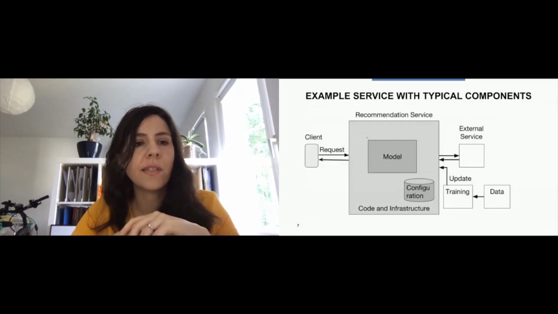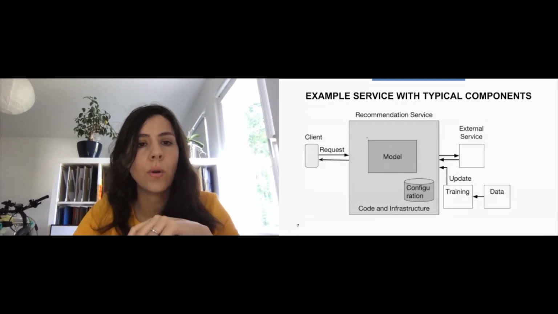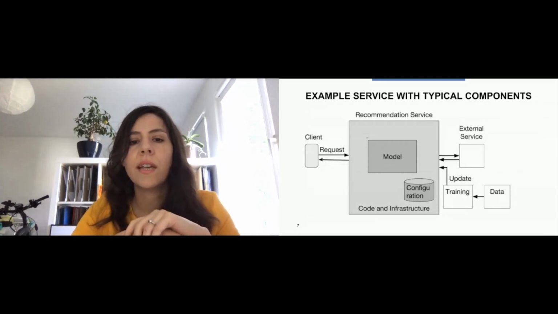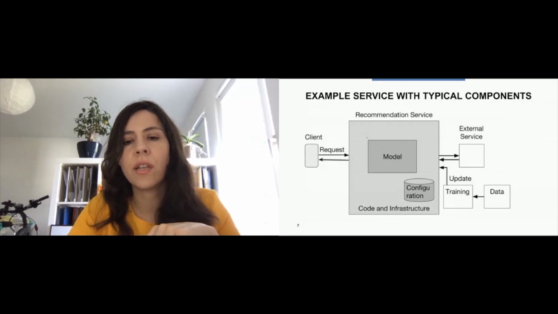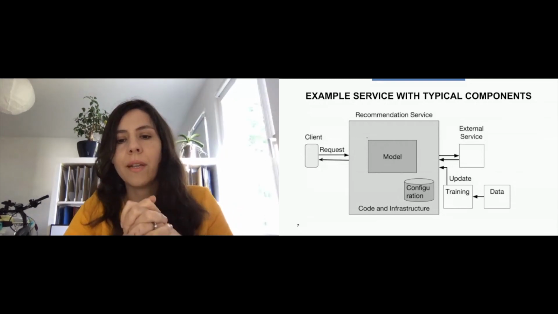On the left, you see a client. Here it's an app, but it could be anything, another service that calls your ML service. During the processing of the request, on the right-hand side you see external services that you might call, for example to get meta information for your request processing, or to call another machine learning model to get a prediction for part of your processing pipeline.